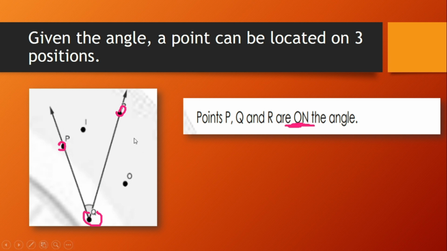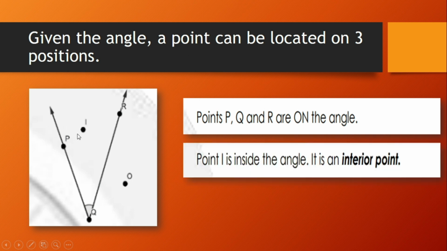Point P, point Q, and point R, they are the points on the angle itself. But, we have here also the point I. If you notice, where is it? It is inside the angle. So, this is what we call the interior point. Okay? Interior point. Why? The point is inside the angle.